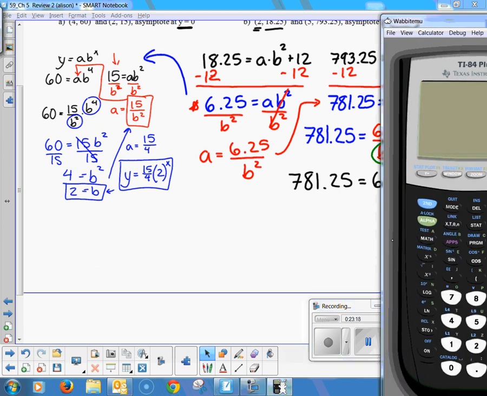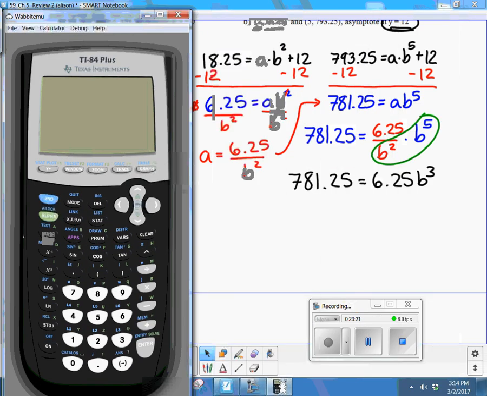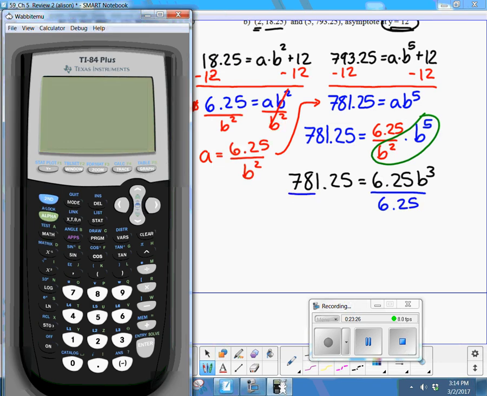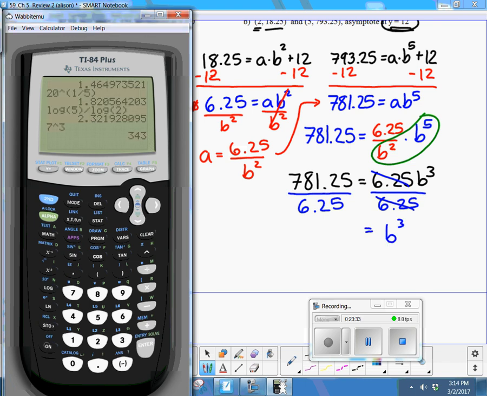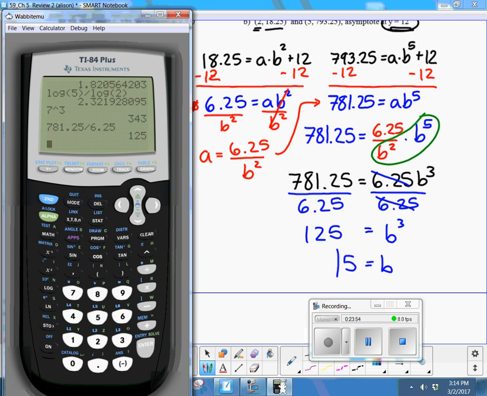Okie dokie. So let's see. Now I'm going to have a calculator action here. First I'm going to do a little bit of work off to the side here. Divide by 6.25. And I'm not even going to try to do this in my head. B to the third equals, but I bet it's going to be something nice. Okay, so 781.25 divided by 6.25, enter. 125, ain't that amazing? And so you could solve this by looking at it. 5 to the third is 125. So b must be 5.